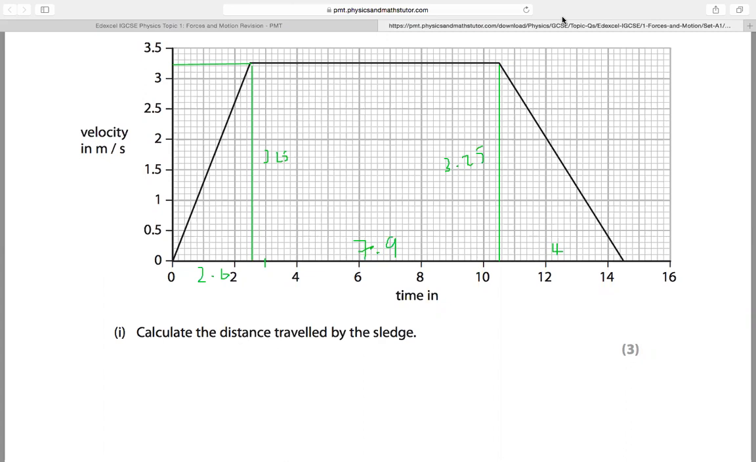These are the kinds of questions you will get in IGCSE. There's usually at least one question on distance, one question of this kind where they give you a graph, they ask you to calculate area and all that kind of stuff.